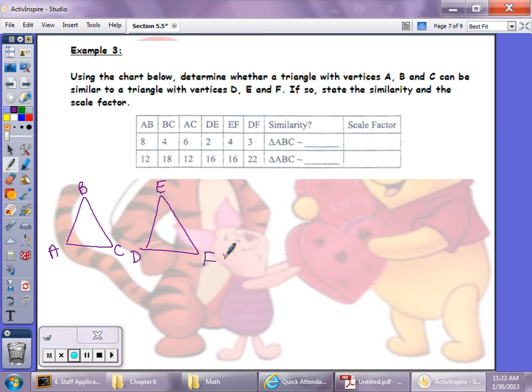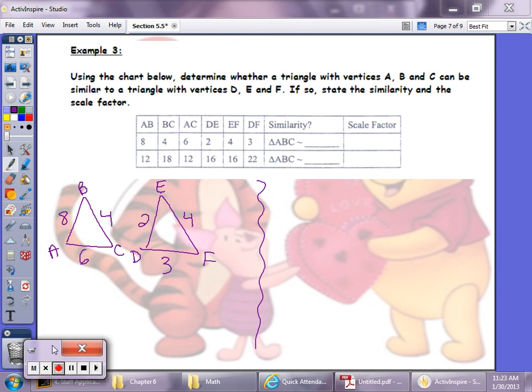And now we're going to use this for our first example to see if we can prove them similar. So AB has a length of 8, BC has a length of 4, AC has a length of 6, and then DE has a length of 2, EF has a length of 4, and DF has a length of 3. So based on the given information, we're going to try to prove side, side, side. And remember, you need to match up the sides in each triangle correctly.